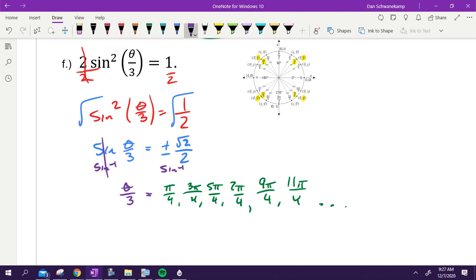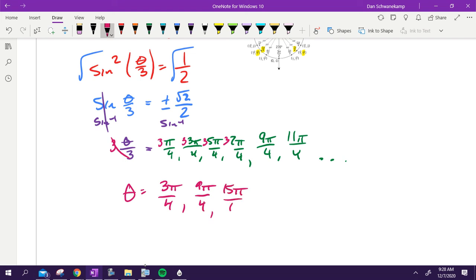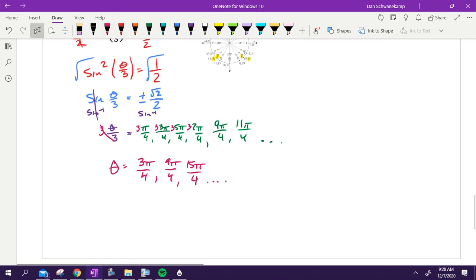Is theta by itself? What else do I need to do to get theta by itself? Multiply each answer by 3. And so what that means is theta is going to be 3 pi over 4, 9 pi over 4, 15 pi over 4, and so on. But that's not really my answer either, because it asks for an equation for the answer. Okay, which actually means it's easier, because you don't have to write out all these answers.